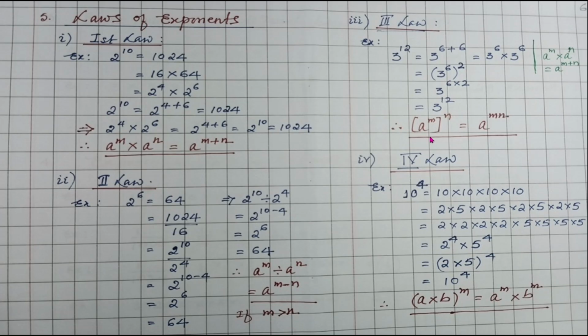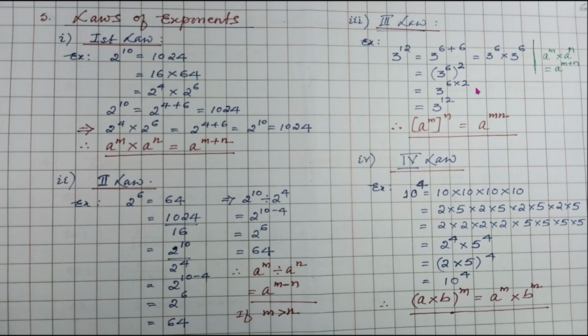Now the third law: a raised to m, raised to n, is equal to a raised to mn. Now what does this mean? That means here a raised to m is multiplied n number of times, and the value is nothing but a multiplied mn times. A is multiplied mn times.